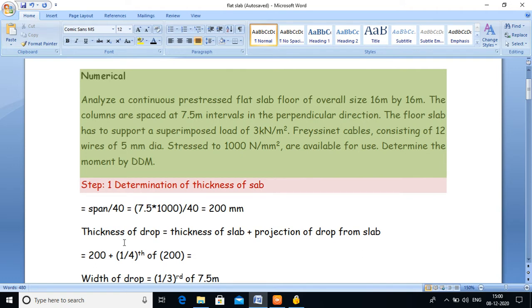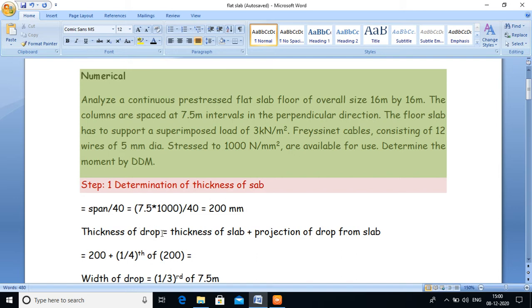Now the thickness of drop. Here, for the pre-stressed flat slab, we are going to design it as a flat slab with drop, without column head. It has two thicknesses: one is the drop thickness, another is the thickness of slab. The thickness of slab we have already found out as 200 mm.